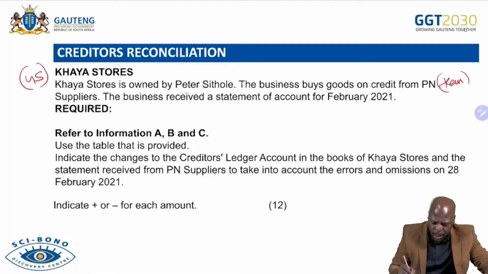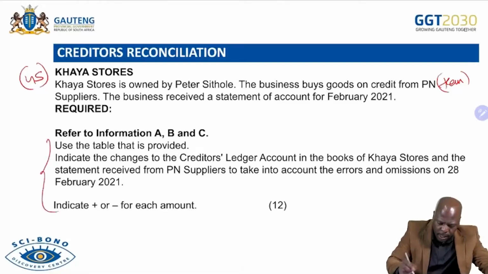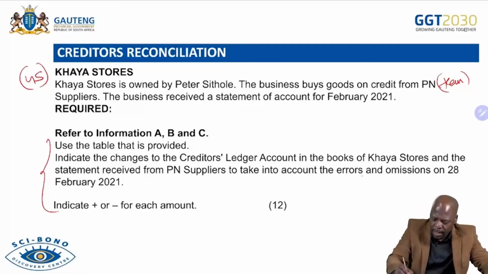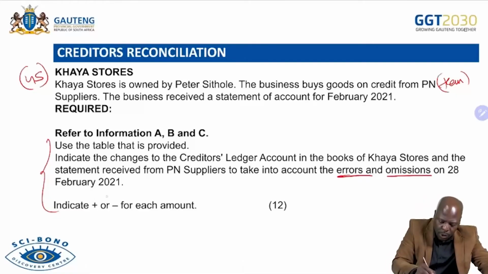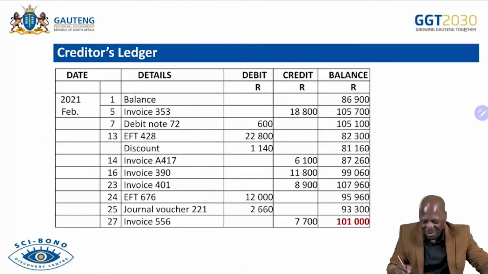Now, use the table that is provided. I'm now reading on this aspect. Use the table that is provided. Indicate the changes to the creditors ledger account in the books of Kaya Stores and the statement received from PN suppliers to take into account the errors and omissions. So they are telling us there are errors and omissions. Indicate with a plus or a minus for each amount. And the reward is 12 marks. This should be a giveaway.